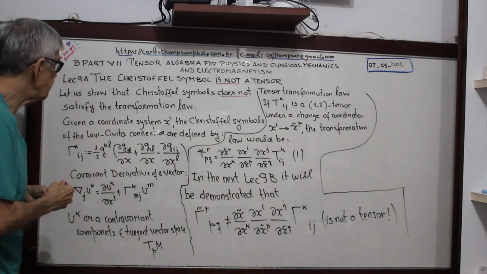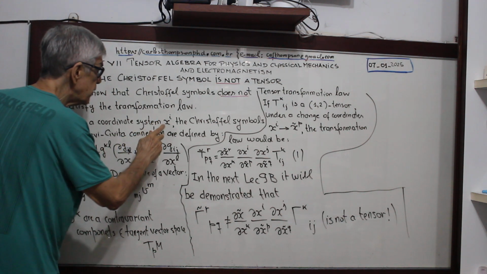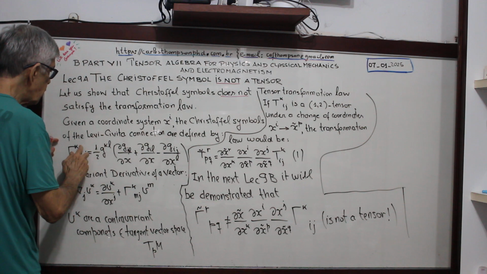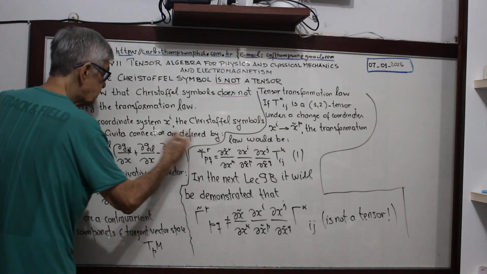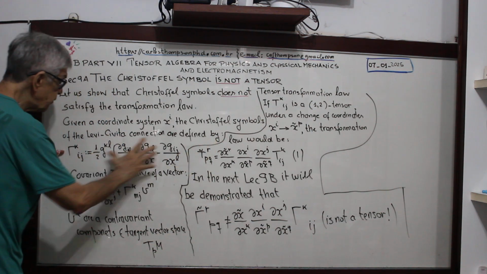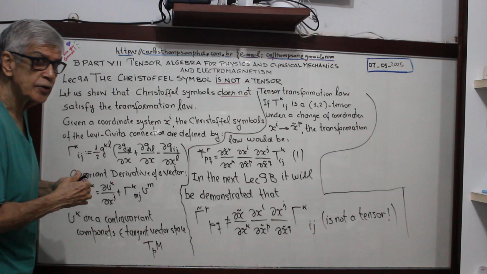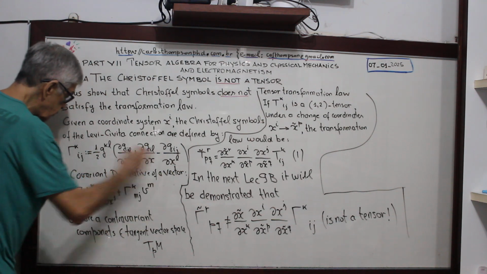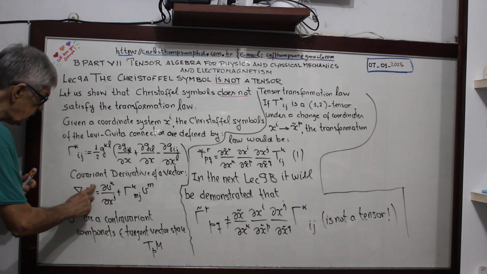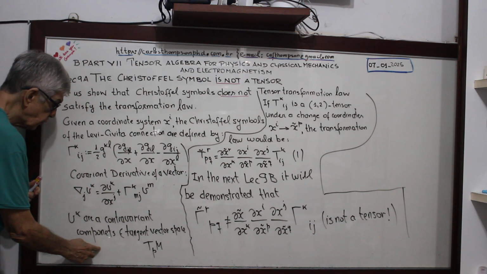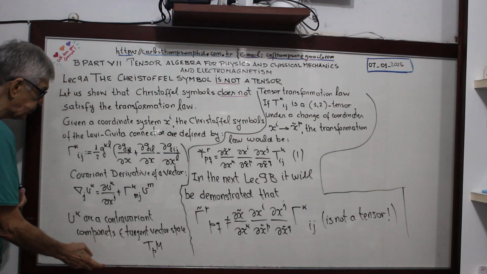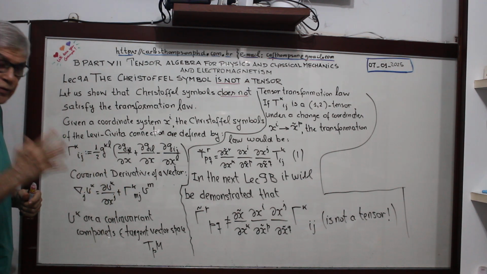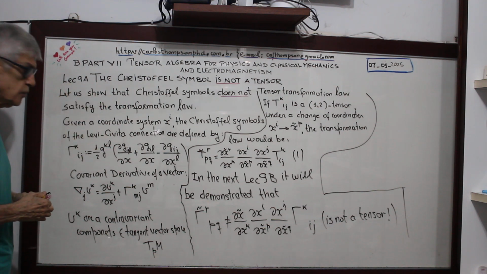Now, given a coordinate system x^i, again, the x^i are labels. The Christoffel symbols of the Levi-Civita connection, in this case, are defined by this, the Christoffel symbol of the second kind. Now, the covariant derivative of a vector V^k, the contravariant components belonging to the tangent vector space T_pM, involves the Christoffel symbol of the second kind, whose expression we already derived in previous lectures.